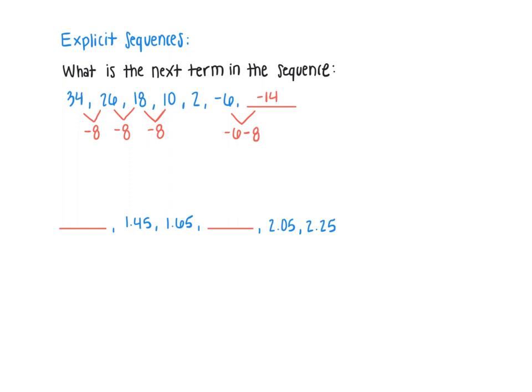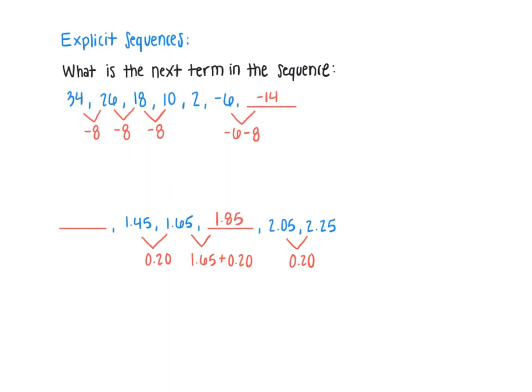So what is the difference between 1.45 and 1.65? Well, it's 0.2. So now let's try to see if that's also happening up here. So if I take 2.25 and I subtract 2.05, do I get the same number? Yes, I do. I get 0.2. So I know that I'm increasing each time by 0.2, which means my fourth missing term is going to be 1.65 plus 0.2, which gives me 1.85.